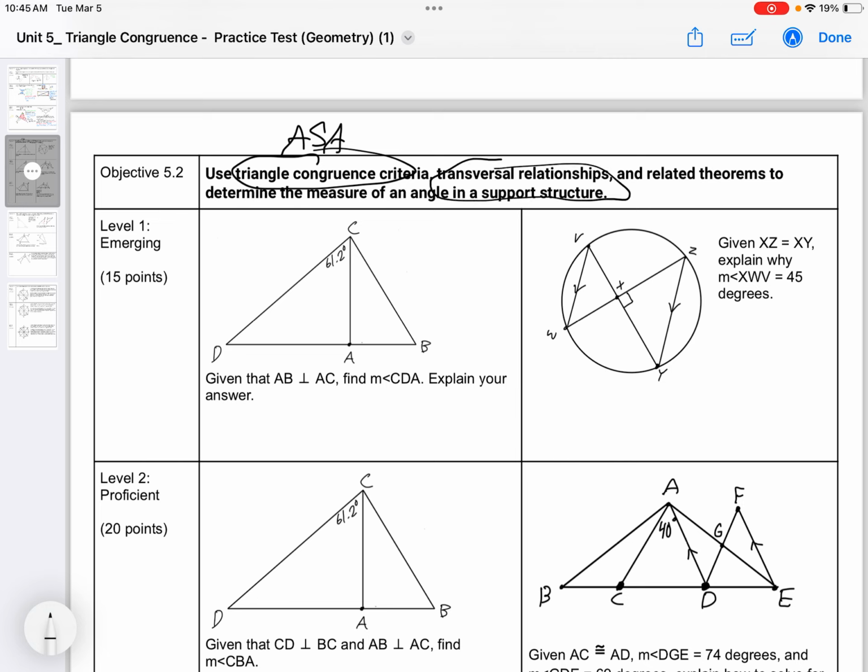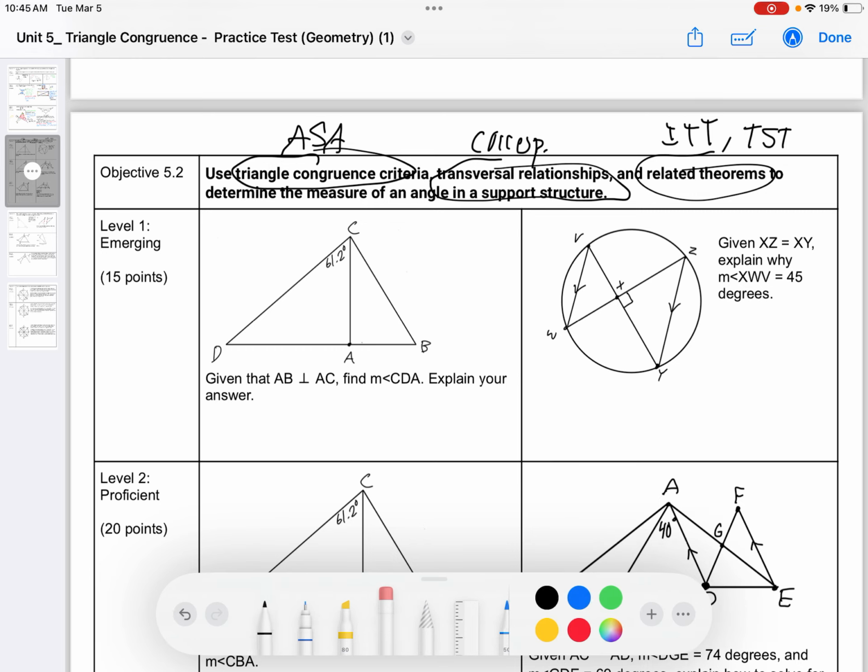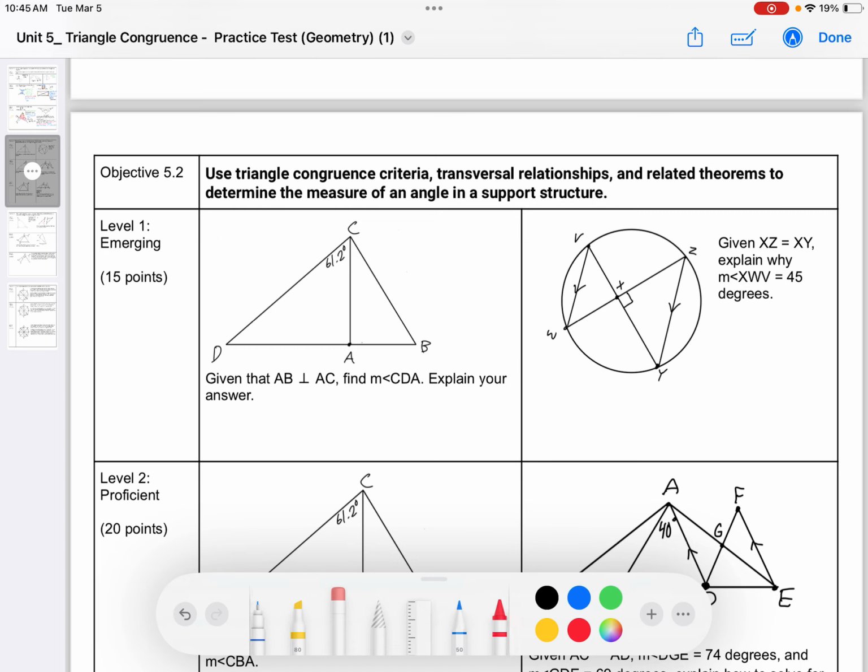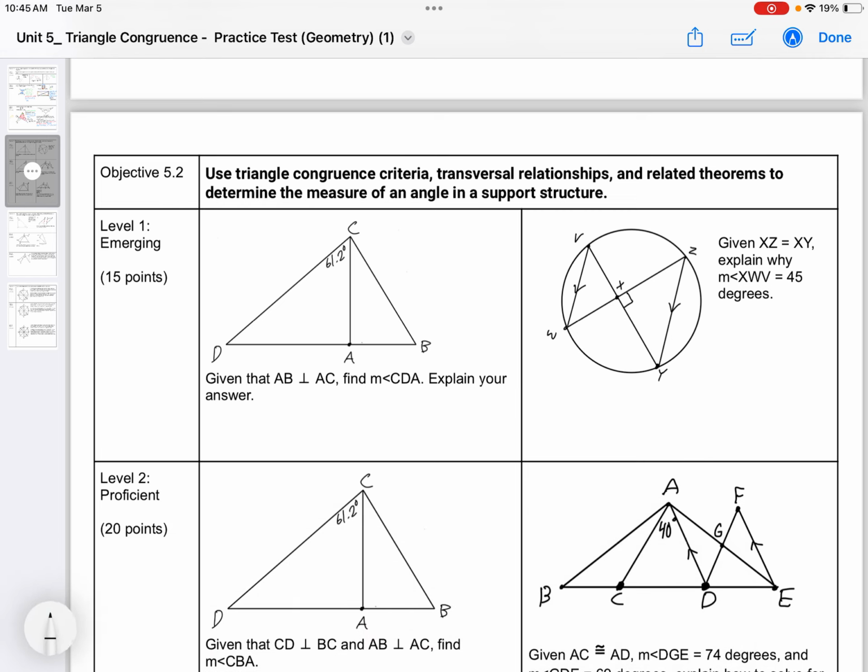Transversal relationships, this is like corresponding angles. And related theorems, this is stuff like the isosceles triangle theorem or the triangle sum theorem, that triangles add up to 180 degrees. So basically use all the theorems that we know to determine the measure of an angle in a support structure. So you have sort of a structure that is supporting something. For example, this might be a part of a bridge or a building.